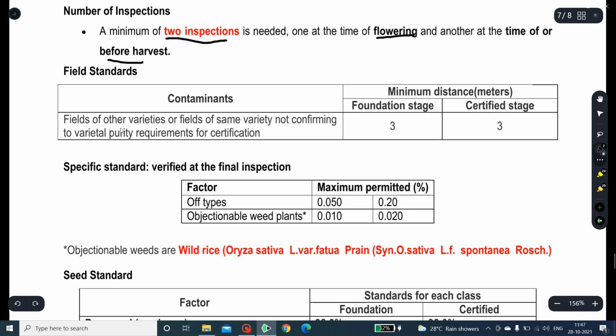Already we have seen that the minimum isolation distance for both foundation and certified seed is 3 meter only. If it is a field of other varieties, or a field of the same variety not conforming to varietal purity requirement for certification, the minimum isolation distance is 3 meter only.